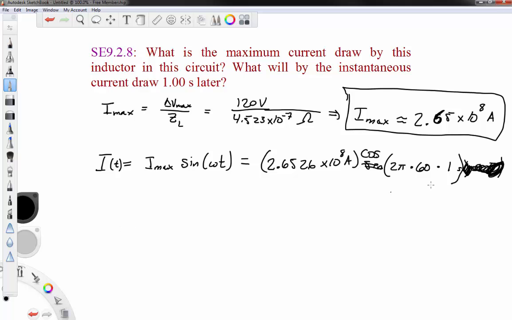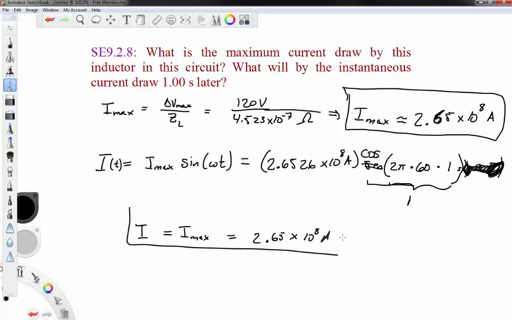And so if you look at all this, you'd have 1 second times 60, that's an even number, times 2 is 120, times pi, that's an even number. So this is an even number times pi. This whole entire cosine would be 1. And so the instantaneous current is in fact equal to the maximum current at that time, or 2.65 times 10 to the 8 amps. So that is, again, because we are through an even increment of these, and it's basically an integer increment of pi's cycles that we've gone through at this point in time.